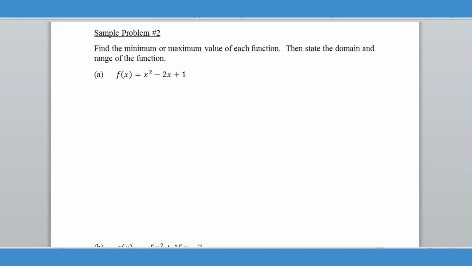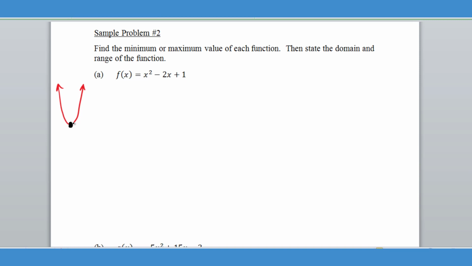So if we look at this, f of x equals x squared minus 2x plus 1. We have a leading coefficient that is a positive value. It's greater than 0, and so that lets us know that this parabola is going to open up. So we're going to be looking for a minimum, so our vertex is going to be down at the bottom.